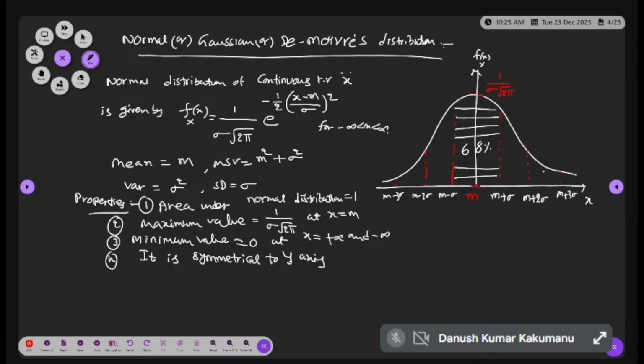Next, what is the shape of the graph? It is a bell-shaped curve. Bell shape. Yes or no? How is this appearing like a bell-shaped curve? That is also a previous GATE question. Bell-shaped, important. What is the shape of the normal distribution? Bell shape.